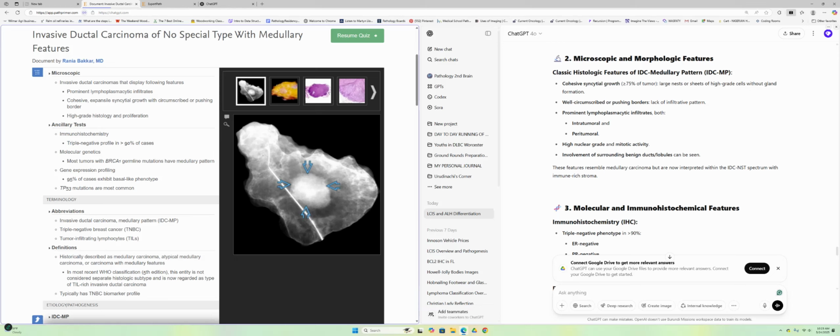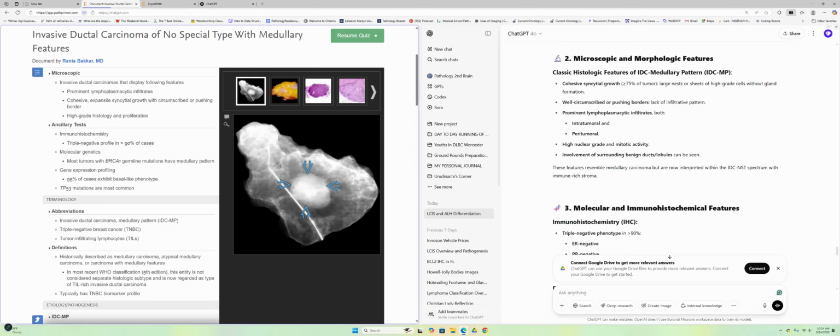So the cohesive cell group of greater than 75% shows sheets of high-grade cells without gland formation. So the cohesive growth must be what? More than or equal to 75%. Can they form glandular structures? No, they can't. That means that for the Nottingham grading system, it's already high grade from the beginning. You cannot find tubular structures. They don't form glands.